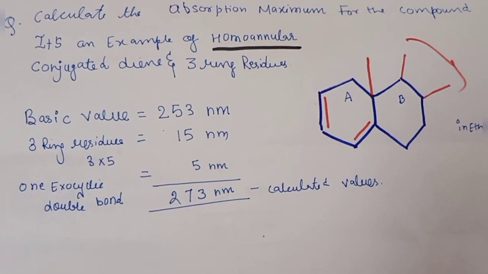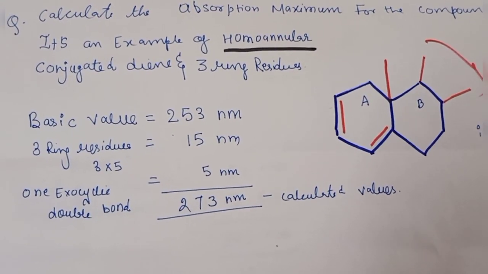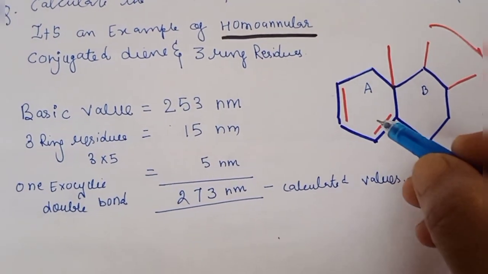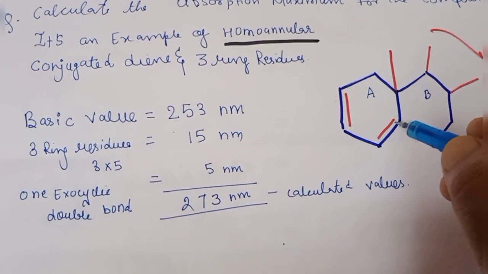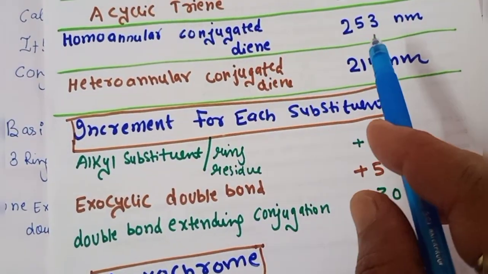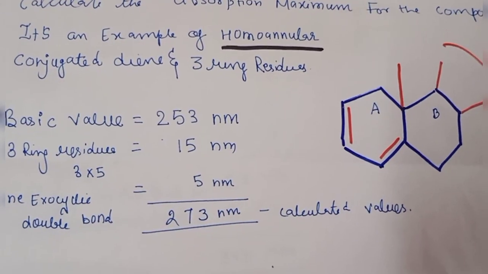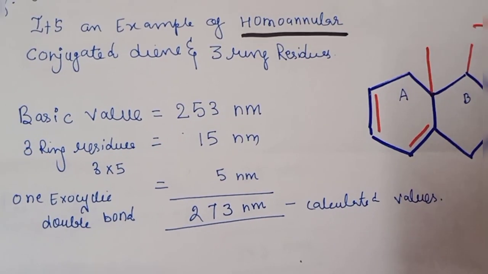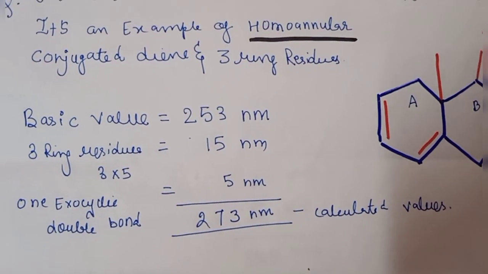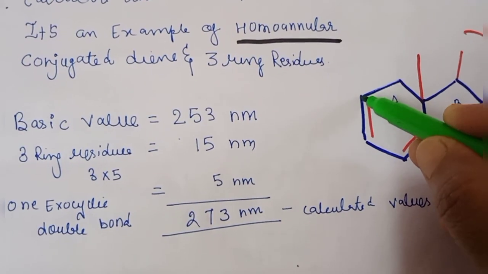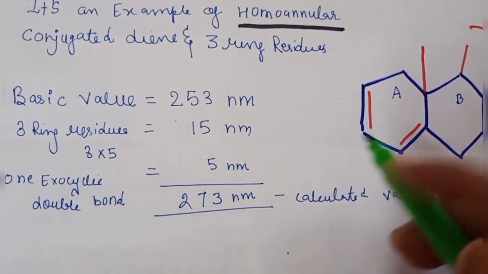So if this is a system given here, this is a compound, we have to calculate the lambda max. So just you see, as this is a homoannular diene type of system. So what is the basic value for homoannular diene? The basic value is 253 nanometer. Now I think this we can easily calculate. What are the ring residues here? So how much parts are directly attached with your system? So your main system is these two red bonds you are looking at now.